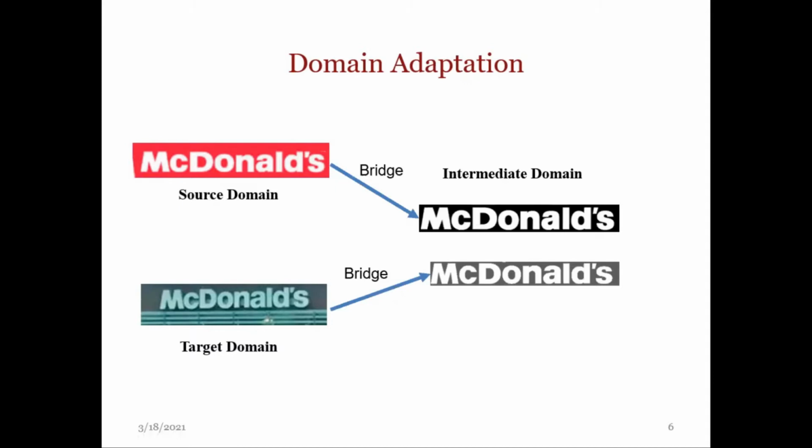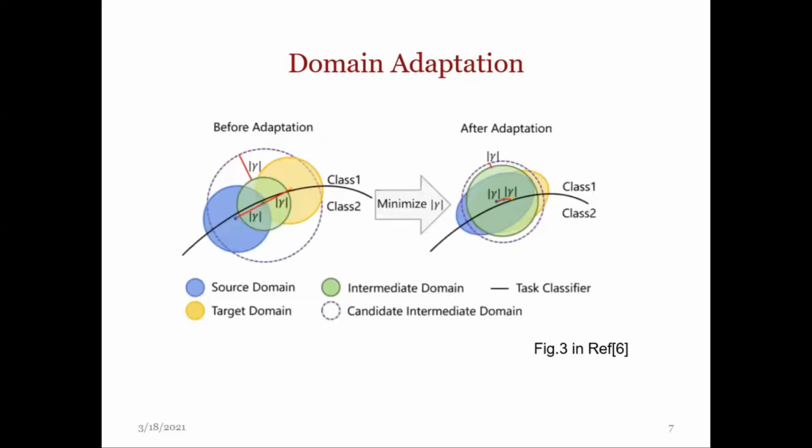So the technique we use is called the Gradually Vanishing Bridge. This picture I got from reference six, figure three. The Gradually Vanishing Bridge, called GVB, is already used for image classification.